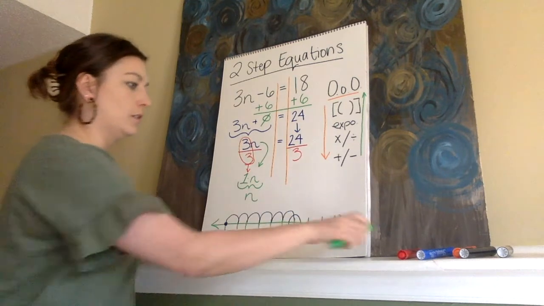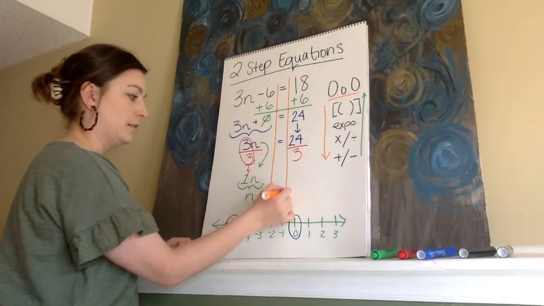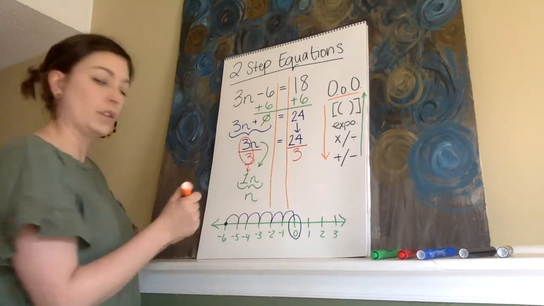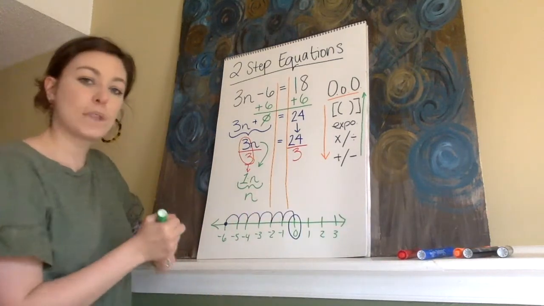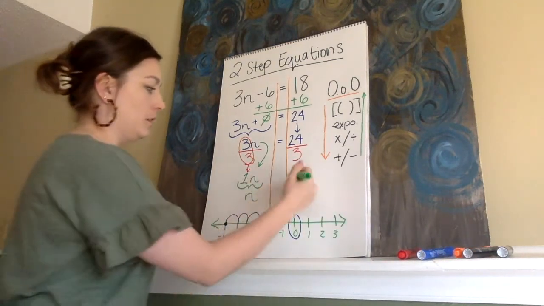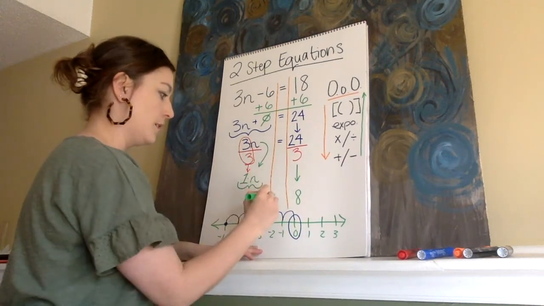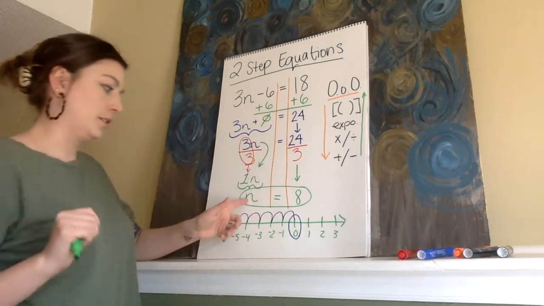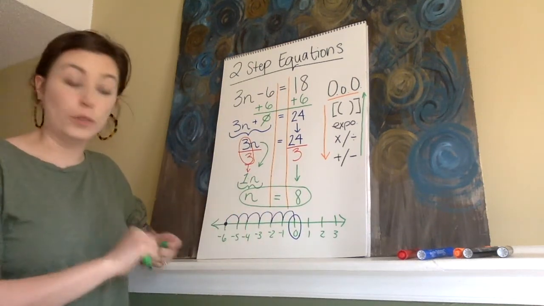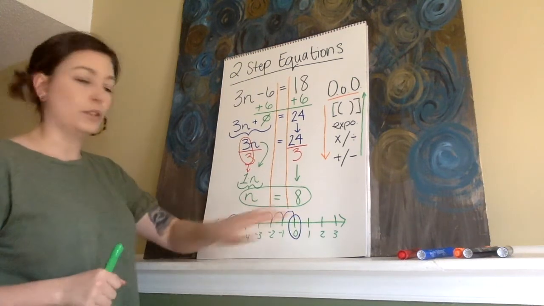Okay, so on this side, 24 divided by 3. What is that? 8. Good job. So we can put 8 down here. Scoot my equal sign down. You have nothing else to do because you have the variable by itself, which was the point all along. So your final answer is n is equal to 8.